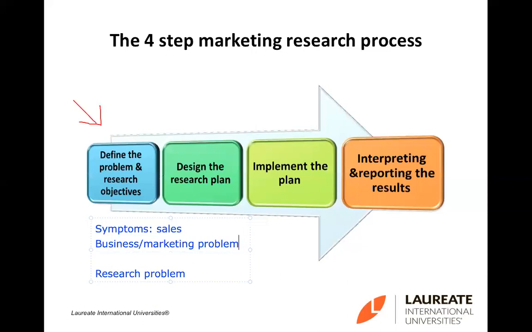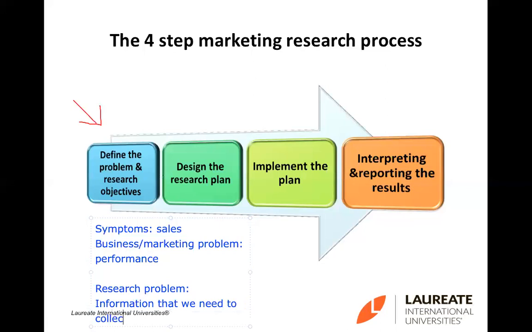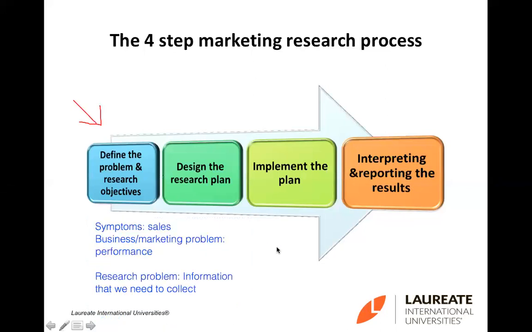Business problem is related to the performance of the business. So if we did not achieve sales last month, the month before, and the month before that, and so on and so forth, that is a business problem or marketing problem. A research problem is actually about the information that we need to collect. Let's say our sales is declining. Based on the financial report, we understand our sales is declining, and then the next thing we need to do is make a kind of educated guess.